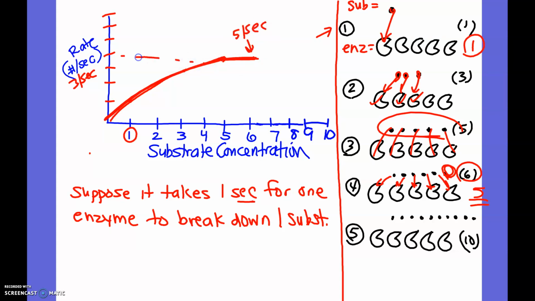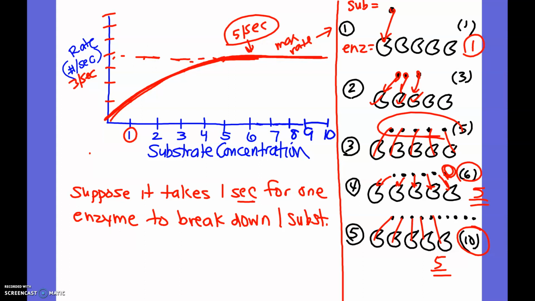That's the rate that I'm going. Now I have 10 substrates. After 1 second, how many will I be able to break down? Again, I will only be able to break down 5 because I only have 5 enzymes. Notice the plateau. Here's my plateau. So what's happening at my plateau is I'm working at the maximum rate, 5 per second.